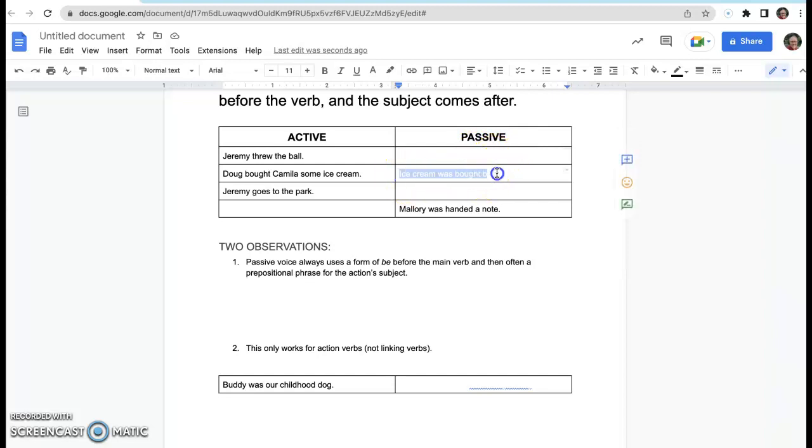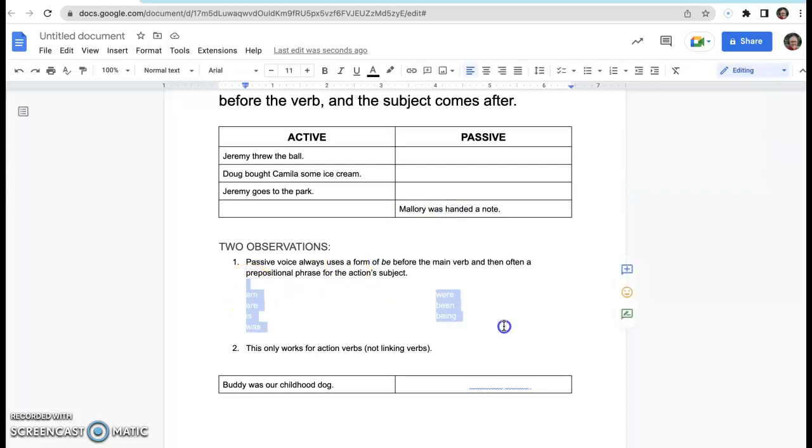Same thing with this other construction here. Ice cream was bought by Doug, right? Not always the case, okay, because we have this passive voice here in which the subject isn't in here at all. But, of course, I could say, if I wanted to really copy the active voice over into the passive voice, I could say Mallory was handed a note by someone. And once again, the subject then is in that prepositional phrase. But then note again that you always have this form of be before the main verb, okay?